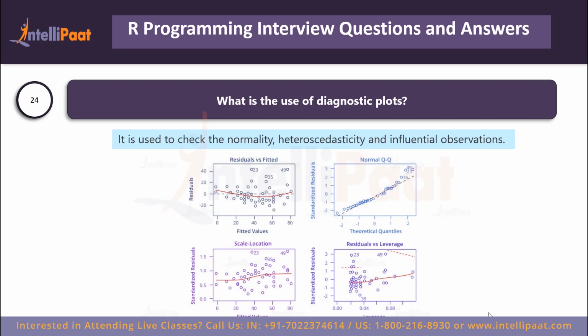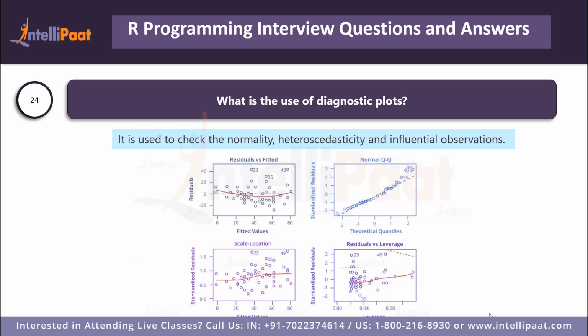Now coming to normal QQ. This plot shows if residuals are normally distributed. So it also answers the question, do residuals follow a straight line well or do they deviate severely? It's good if residuals are lined well on the straight dashed lines.